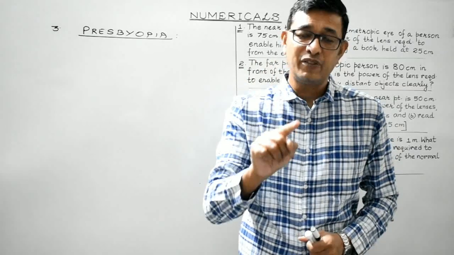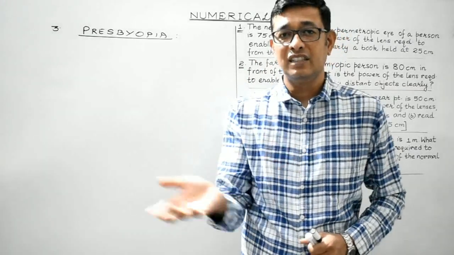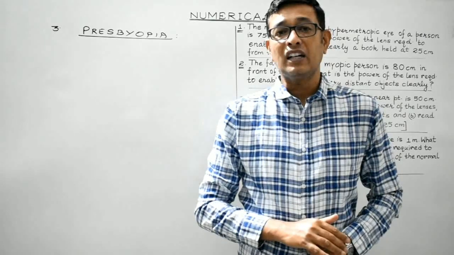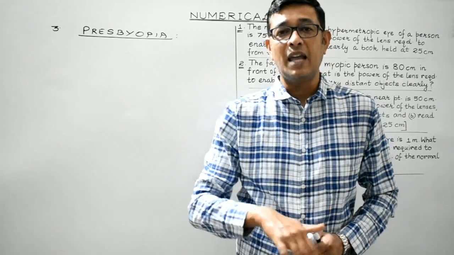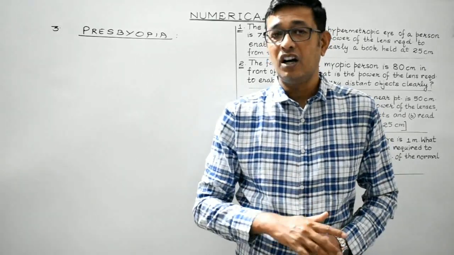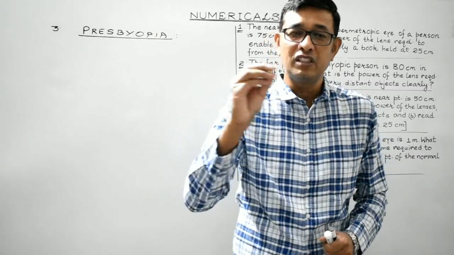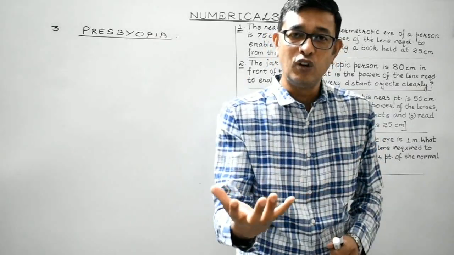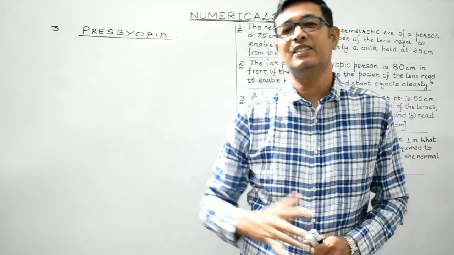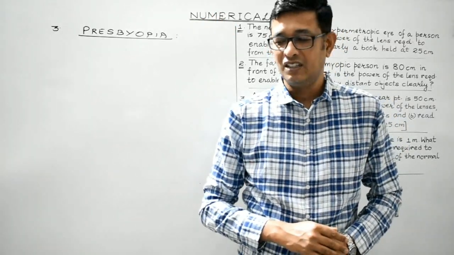So this eye defect, or rather this farsightedness, that is hypermetropia, which occurs due to the weakening of the ciliary muscles on account of old age, is known as presbyopia. Right, students?